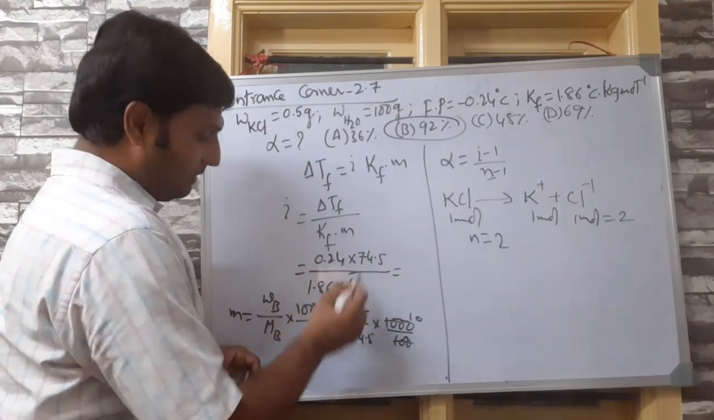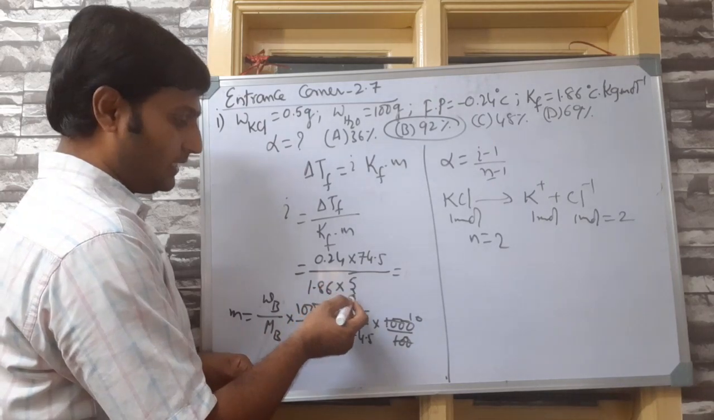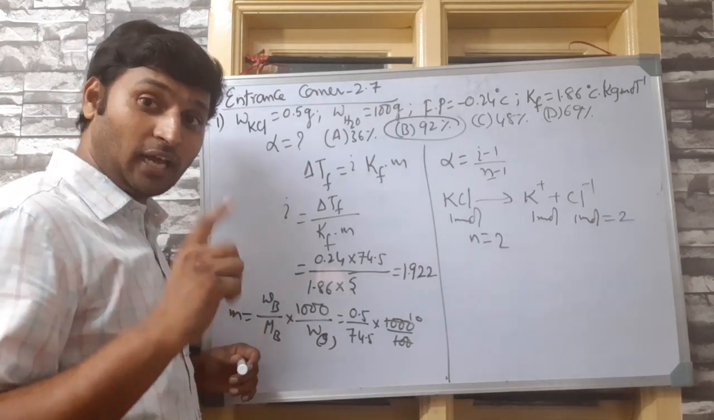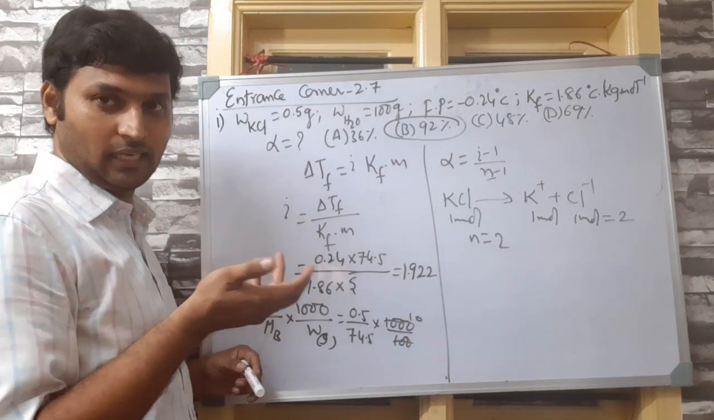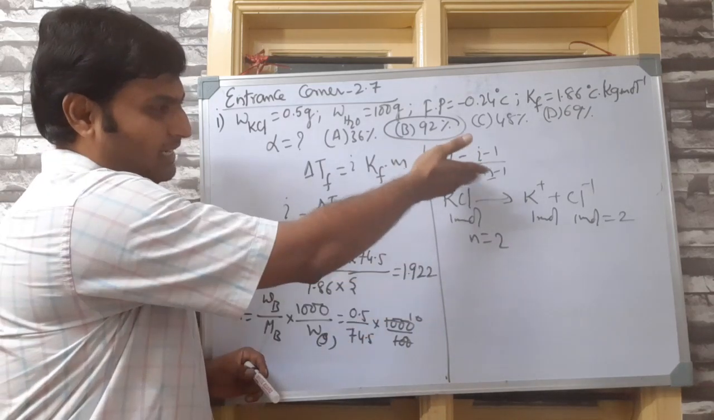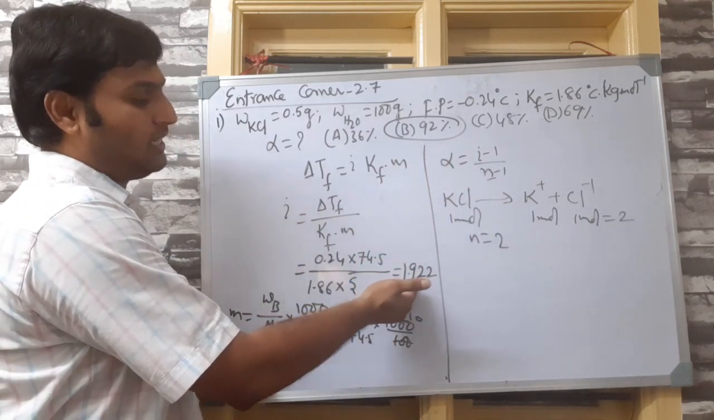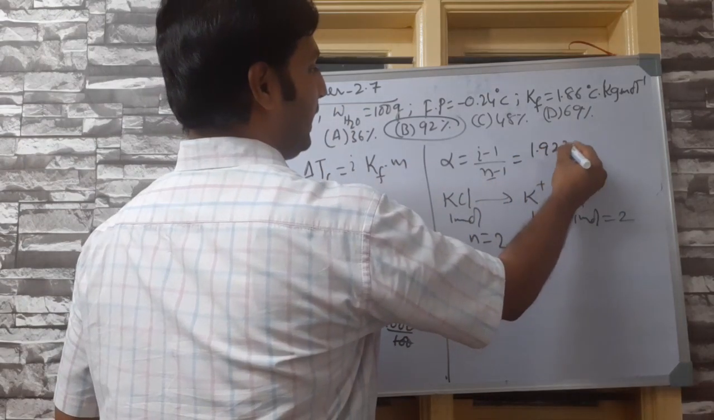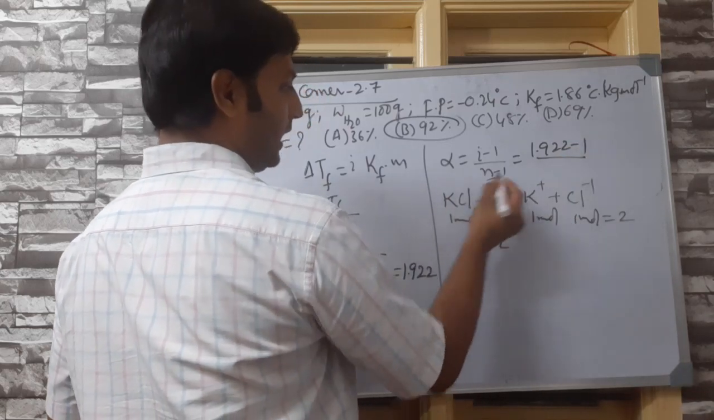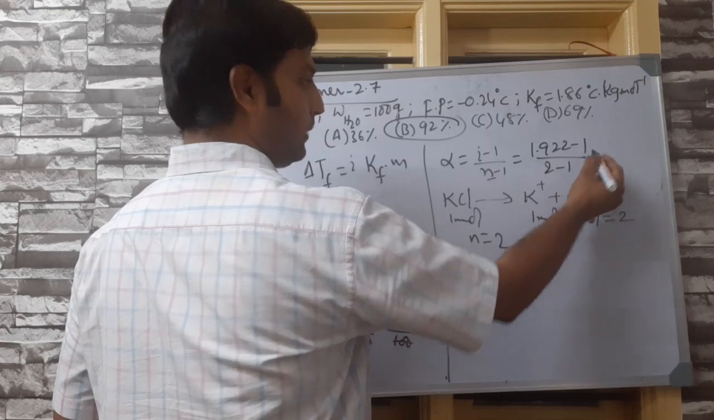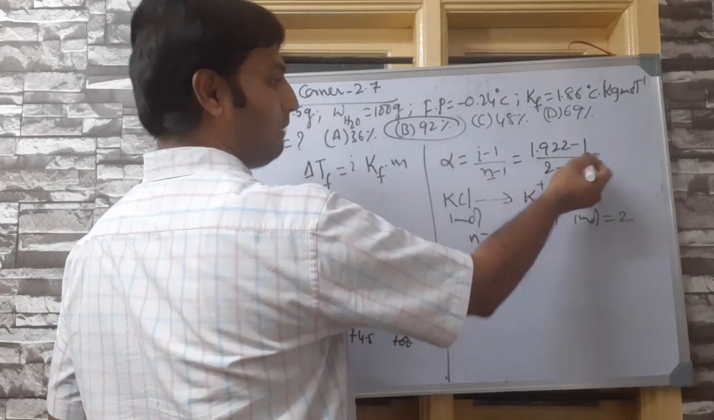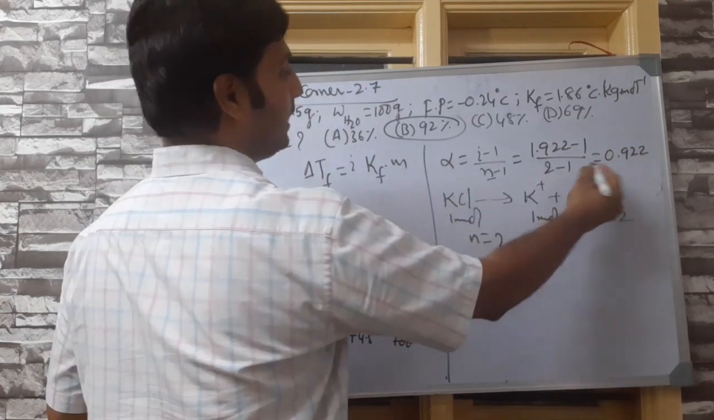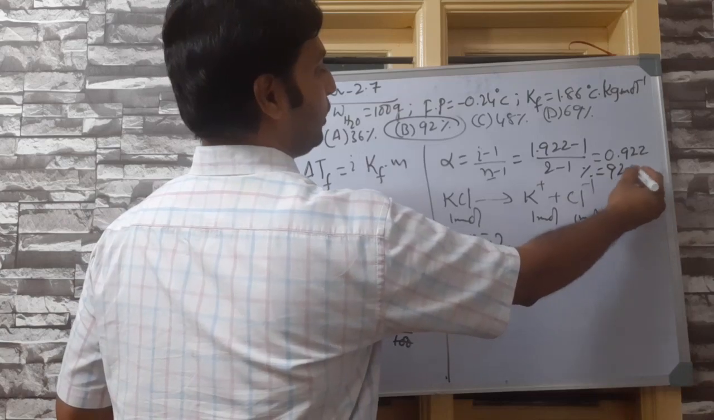If you simplify this after substituting molality here, you will end up getting the I factor as 1.922. Whereas if it were 100%, you would have got this as 2. Now as you can very clearly see, I need not even do this calculation. I can very clearly see it is very close to 2. That means the answer must be close to 100%. Substituting here, 1.922 minus 1 divided by, I already explained that N is 2, 2 minus 1, which is 1. So 1.922 minus 1 gives you 0.922. In terms of percentage, multiply by 100, you will get 92.2%.